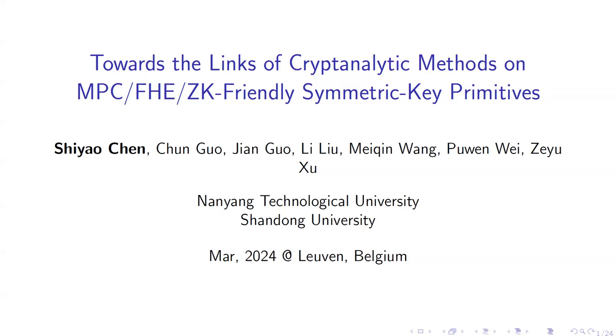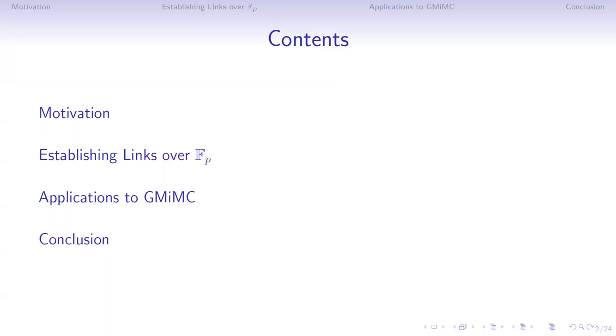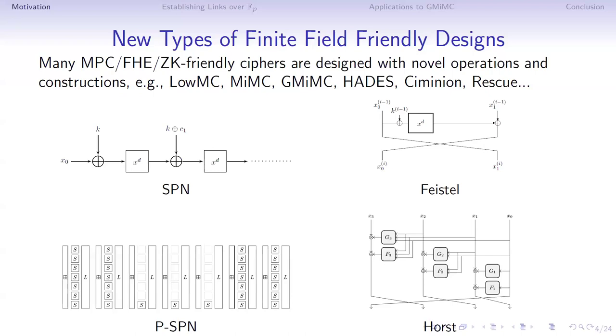My presentation is in four parts. We first look at the motivation of this work. In recent years, with the fast development of advanced cryptographic applications and protocols, such as multi-party computation, fully homomorphic encryption, and zero-knowledge proof systems, there are some new requirements for the underlying primitives, especially the symmetric primitives. So with these new requirements, many new friendly ciphers are proposed with novel operations and constructions.